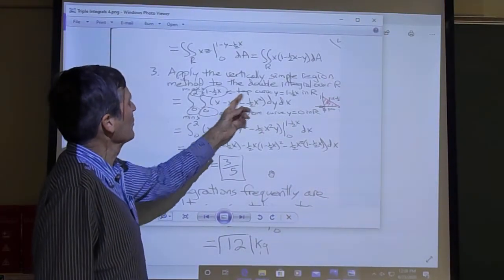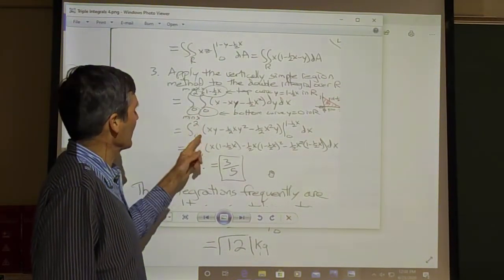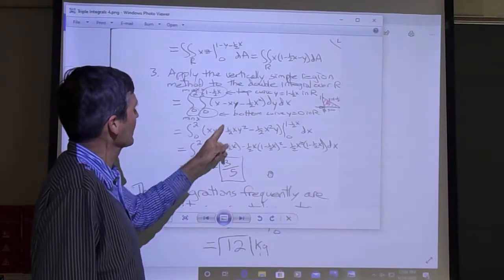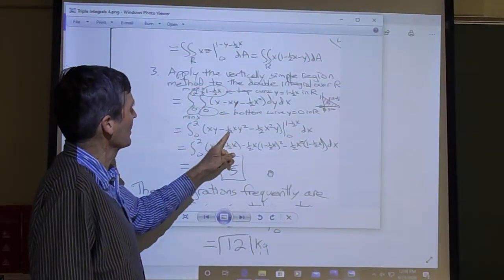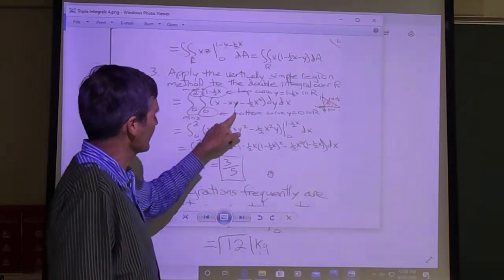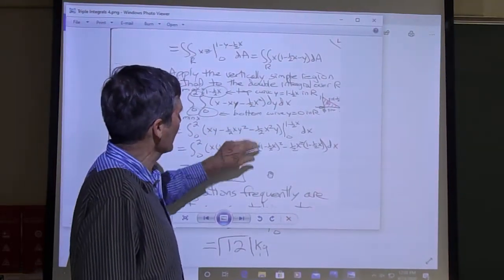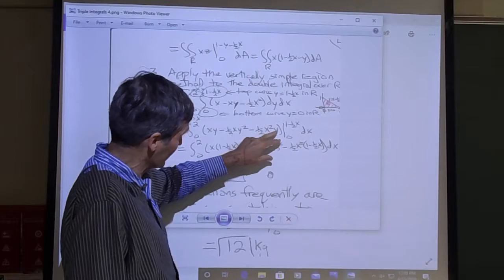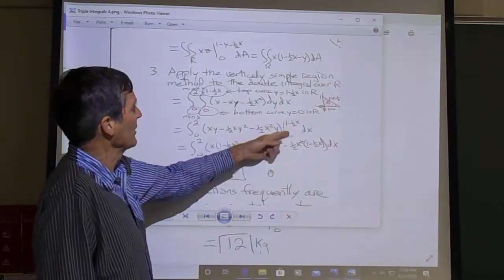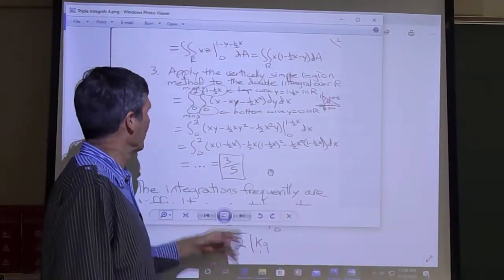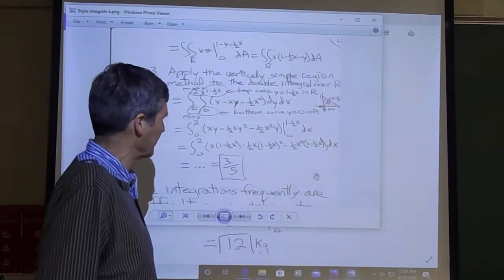We integrate this one, partial integral treating x as a constant, and get xy, right? The integral of x is xy. The integral of minus xy is minus a half xy squared, because x is treated as a constant. The integral of minus a half x squared is minus a half x squared times y. We're going to have to plug in these two endpoints and take the difference. There are some details left out, but you wind up with 3/5.